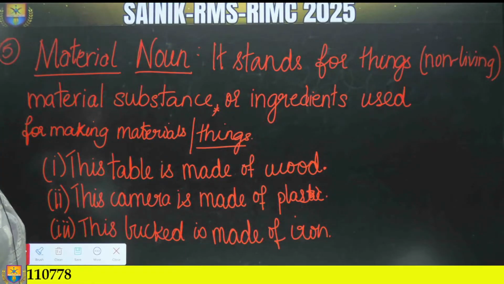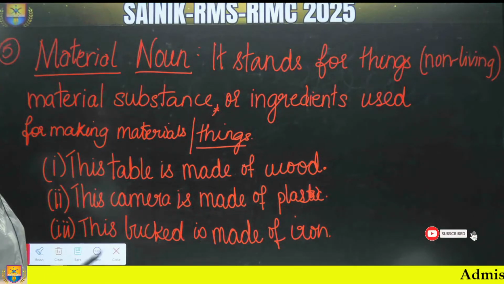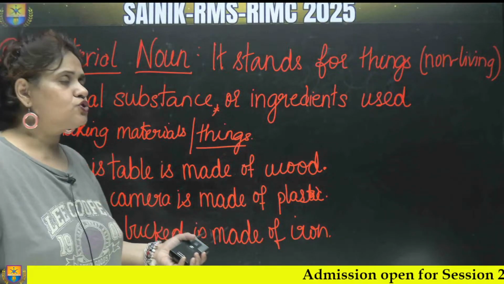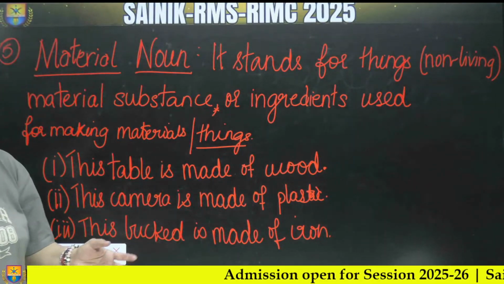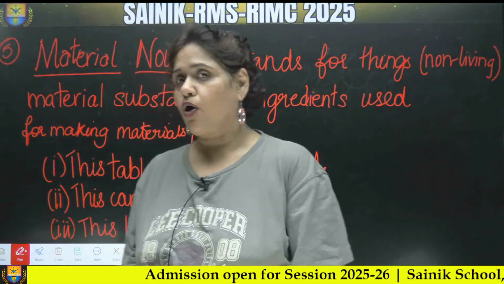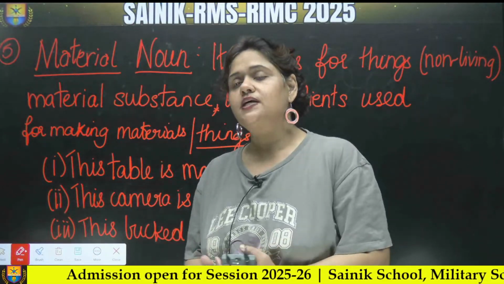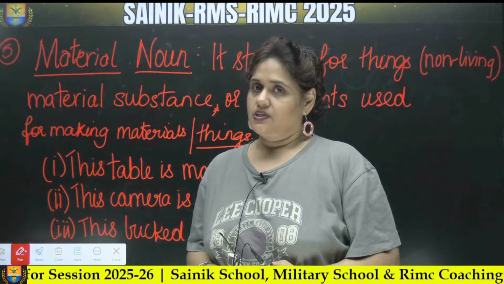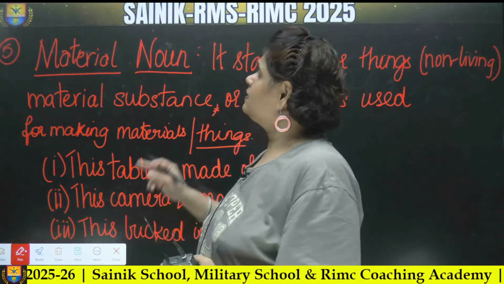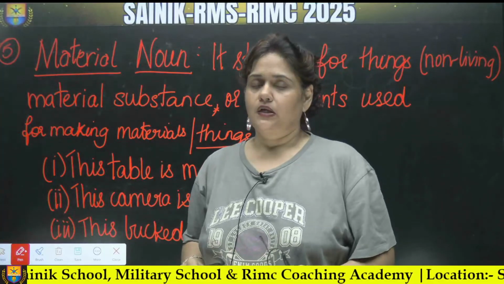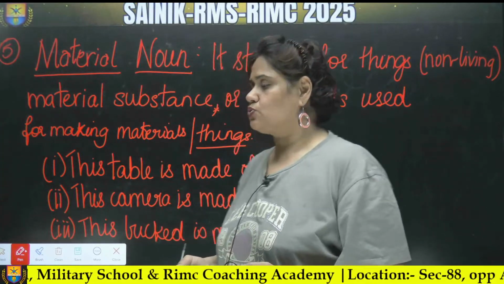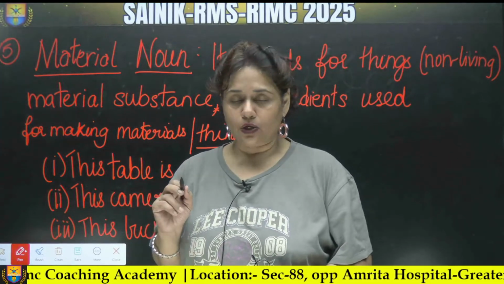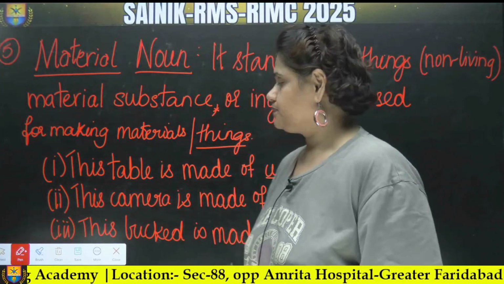Now, what is a material noun? Let's read it again. It stands for things, that's the non-living things, material substance or the ingredients which are used for making these kinds of things. Now you have the sentence, this table is made up of wood. Now what do we underline? Table? No. Table is a noun. Table is a common noun. But table in material noun we don't count it. It's used wood. So the word wood is to be underlined in the material noun.